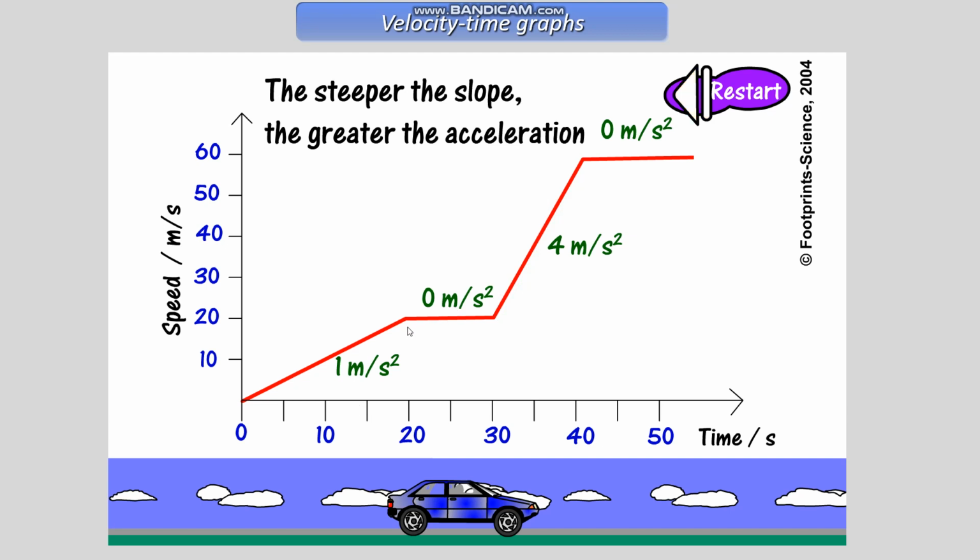These two sections here, we said that the speed or velocity was constant, didn't change, so the acceleration is 0. So 0 meters per second squared and 0 meters per second squared.